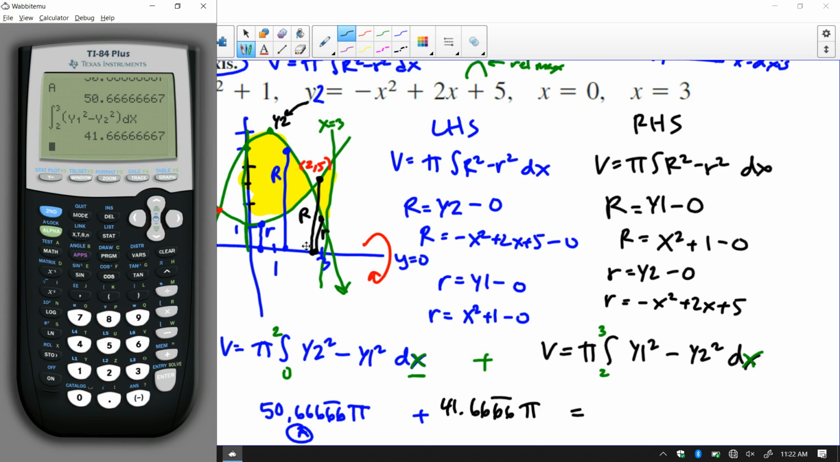If I add these two volumes together, the blue volume here is the volume of the left side, and the black volume here is the volume of the right side. If I add them together, I'll get the answer. So I'm going to add this number with the alpha A that I've already stored. So alpha A. The answer is going to be 92.333, to 3 decimal places. Don't forget my pi. And there's my total volume.